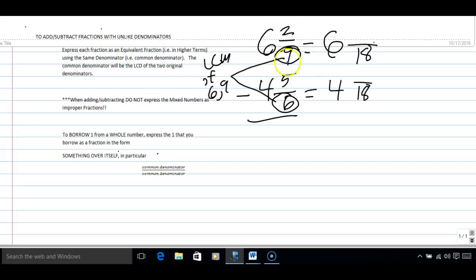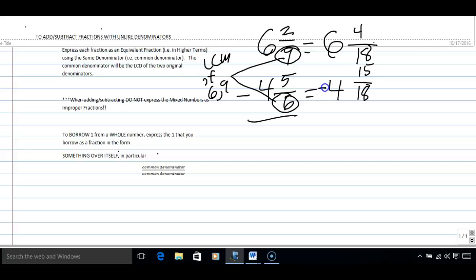So I need to take 2/9 and write it as an equivalent fraction using the denominator of 18. So 18 divided by 9 is 2. 2 times 2 is 4. Again, I got to take 5/6 and rewrite it as an equivalent fraction using the denominator of 18. 18 divided by 6 is 3. 3 times 5 is 15.